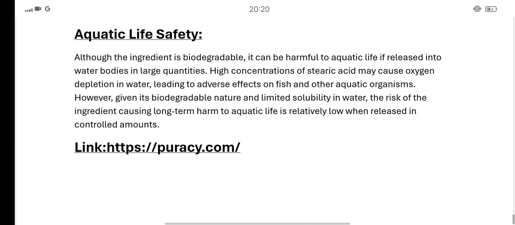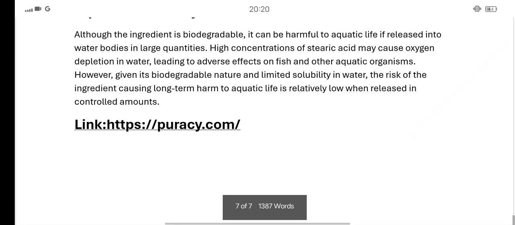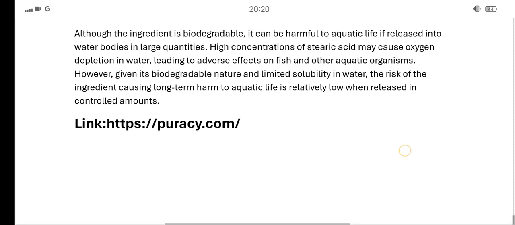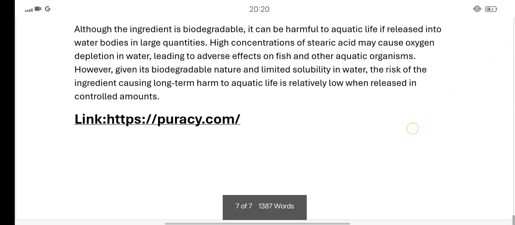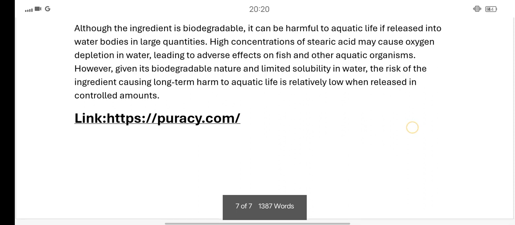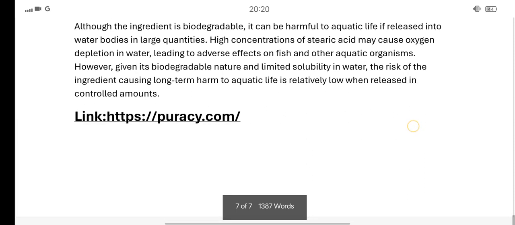Aquatic life safety. Although the ingredient is biodegradable, it can be harmful to aquatic life if it is released into water bodies in large quantities. High concentrations of stearic acid may cause oxygen depletion in water. So it is harmful for aquatic life, leading to adverse effects on fish and other aquatic organisms. However, given its biodegradable nature and limited solubility in water, the risk of the ingredient causing long-term harm to aquatic life is relatively low when released in controlled amounts.